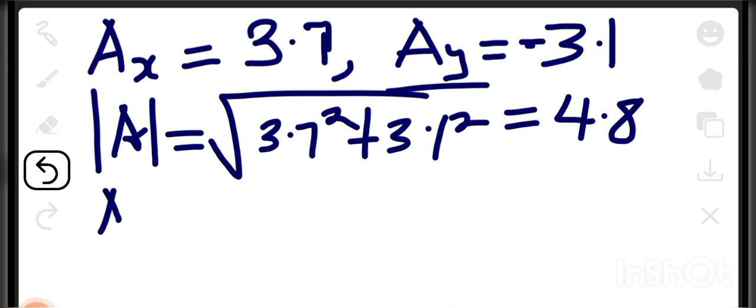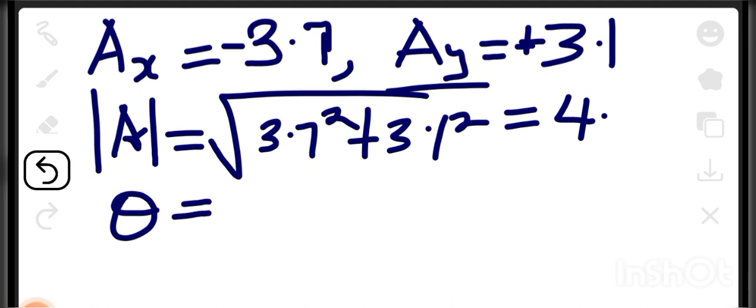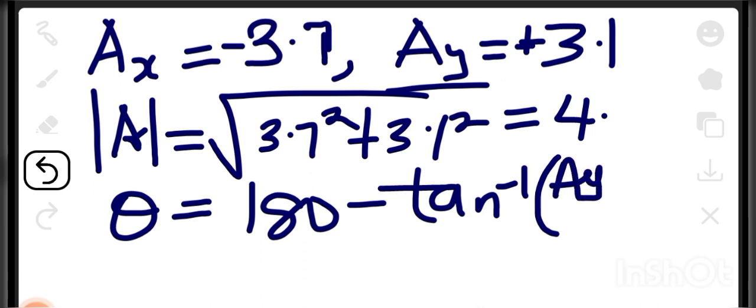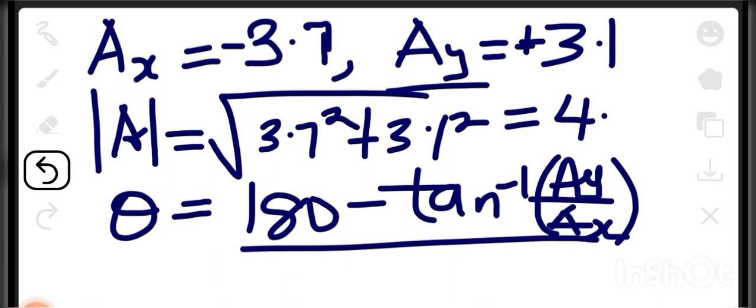If AX is negative and AY is positive, then theta will become 180 minus tan inverse of AY over AX. If both of them are positive, use the first formula. But if AX is negative, then AY is positive, theta will become 180 minus tan inverse of AY over AX. This is possible if AX is negative and AY is positive.